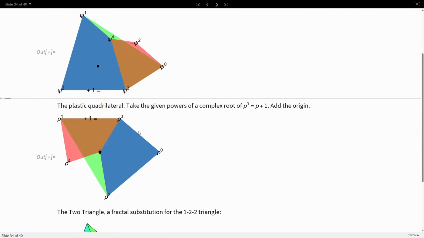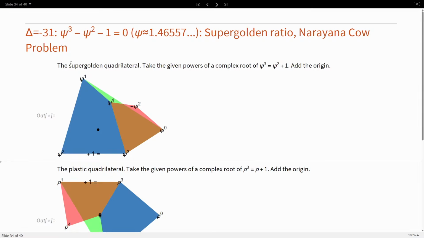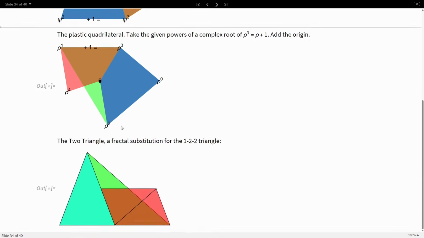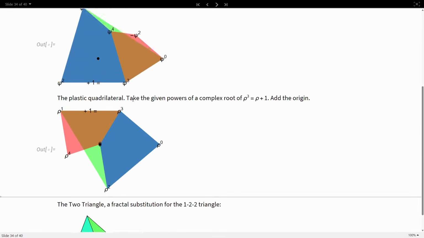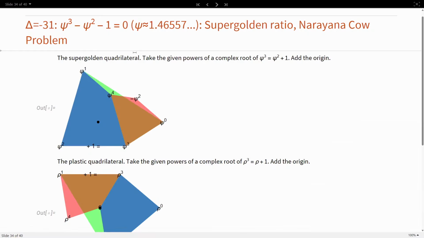The plastic constant, you can do the same sort of thing. The 0th, 1st, 2nd, 3rd, and 4th powers, you can use those to make another tiling system, which I call psi quad and rho quad. And I mentioned the 2 triangle is also related. Using these triangle systems, you get another fractal substitution system. And none of these 3 were known before. I just happened to find them randomly after the triangle experiment.